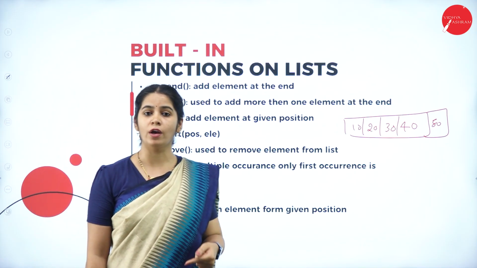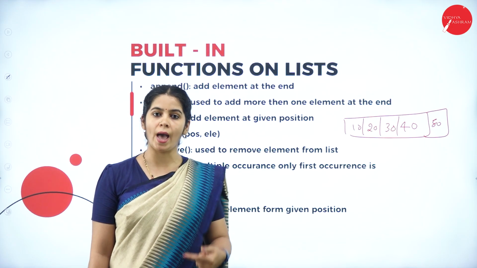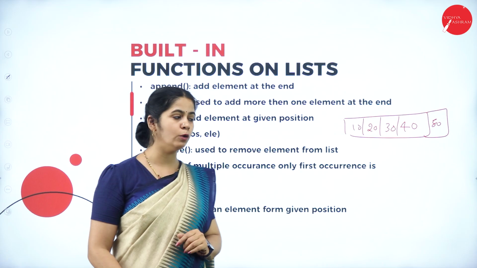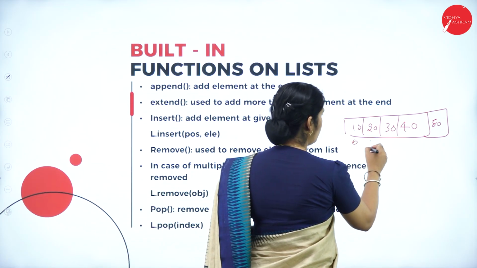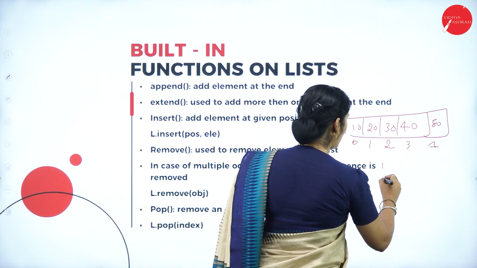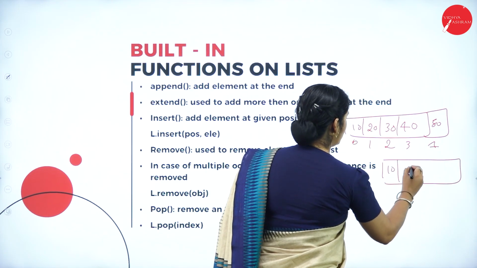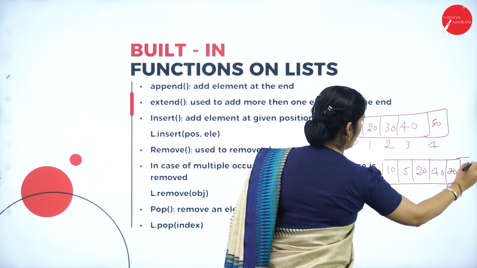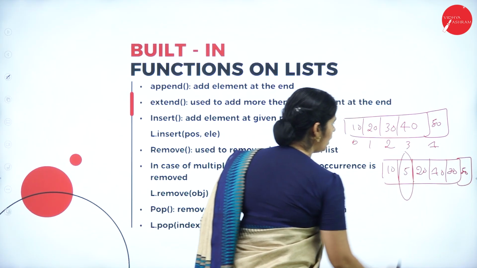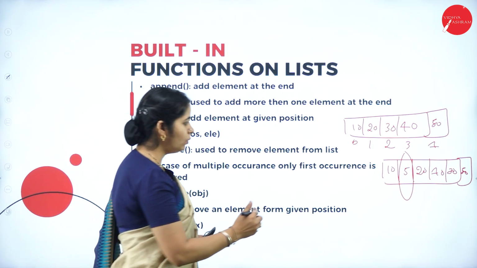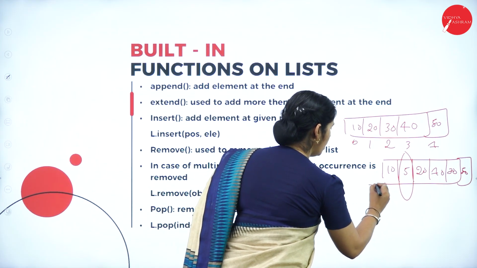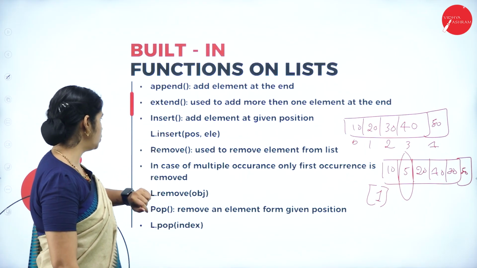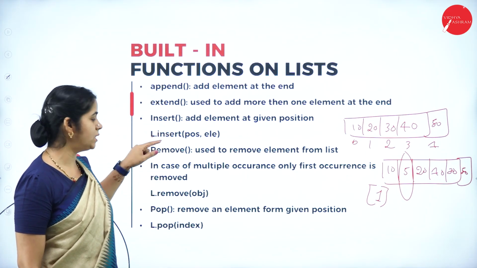Insert. Insert is a built-in method used to add an element wherever you want using the index value. So if this is my index 0, 1, 2, 3 and 4, I can add an element in between: 10, 5, 20, 40, 30 and 50. So here a new element is added. At what index? At the first index, the new element is added using the insert function. That is how we are calling the insert function.